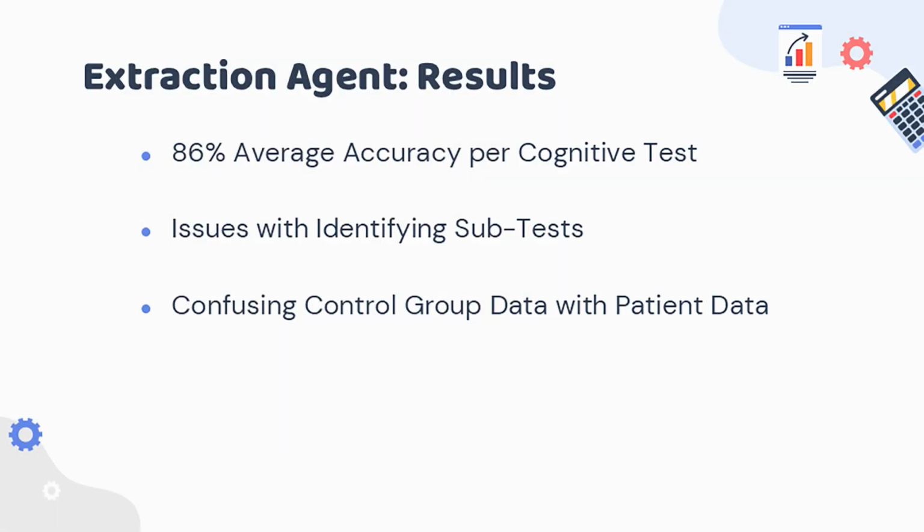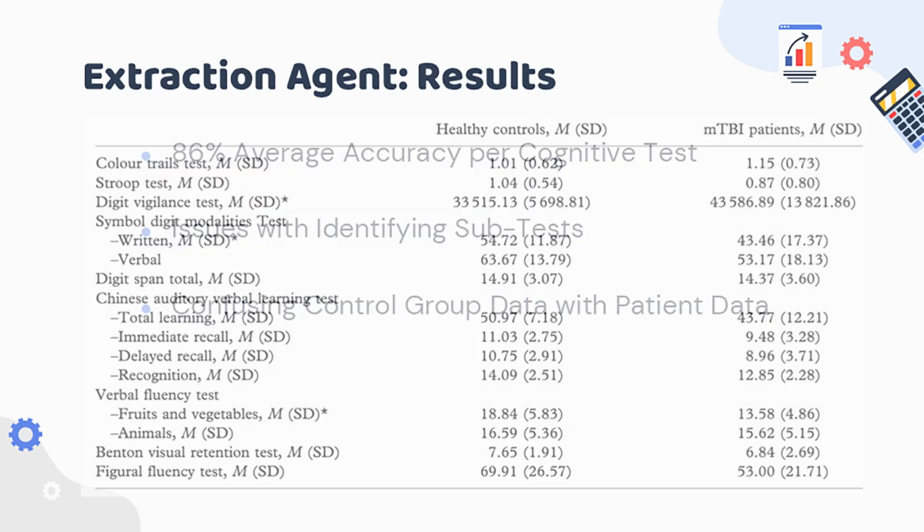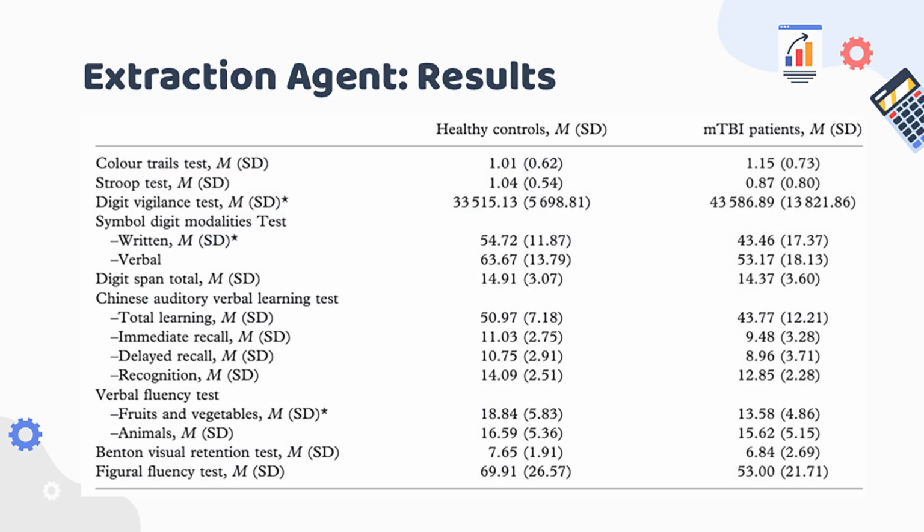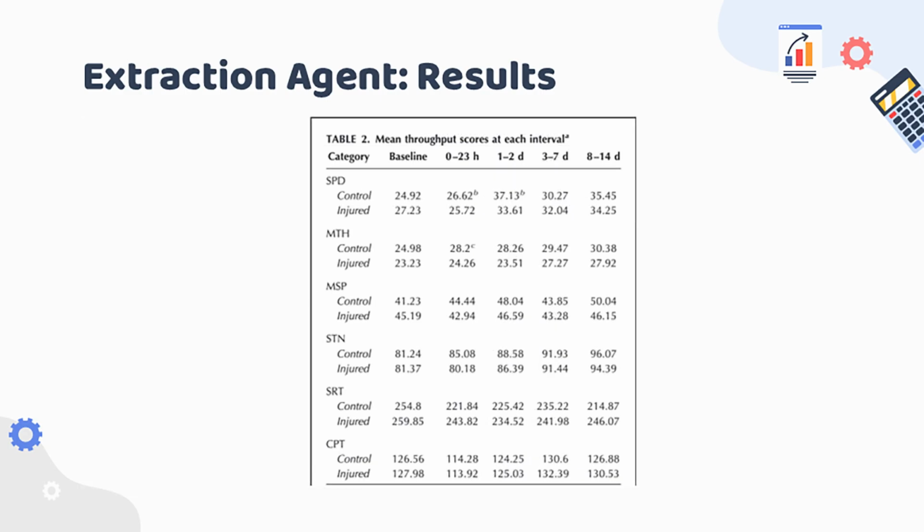The overall accuracy we saw was around 86% per cognitive test. However, there were a couple of issues that we noticed that reduced our accuracy. One is identifying subtests. Sometimes we notice that underneath a specific category, some tests weren't identified, and this is especially the case for subtests. And then sometimes we noticed that some values were confused between the control and injured cohorts.